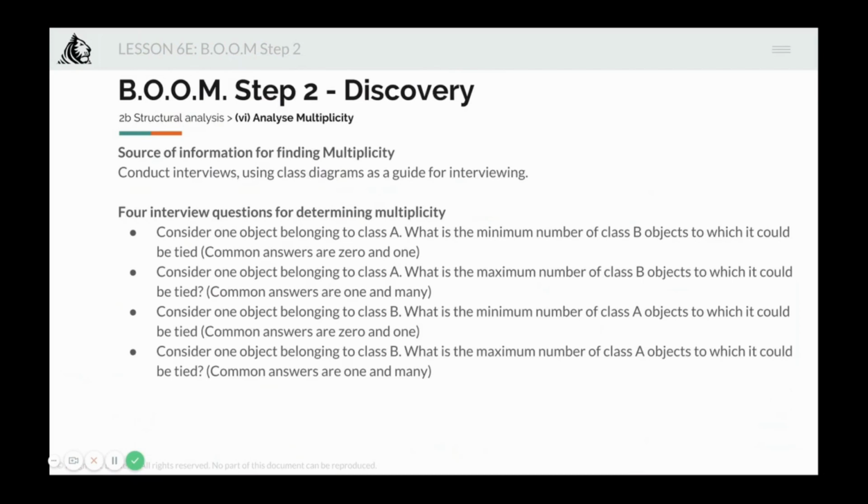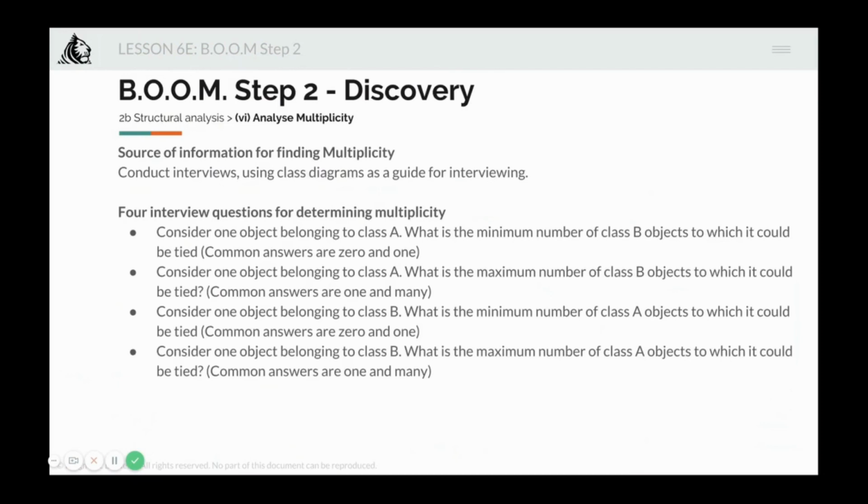What are the sources of information for finding multiplicity? Again, you go back to interviews. You conduct an interview using all your existing class diagrams as source documents. The interview is over when you have answered all the following questions, and I've mentioned a whole bunch of questions in the speaker notes, right?